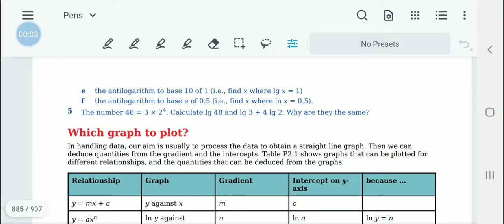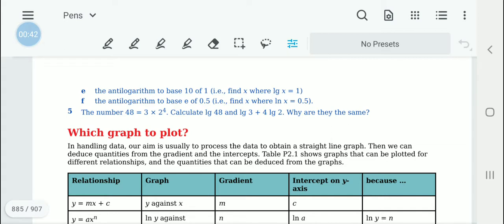Physics Practicals Video 4. As part of the analysis of the data that we have found by experimentation, we need to draw a graph. So our purpose is actually to plot a graph that gives us a straight line, because then, from the information presented by the straight line, we can deduce different quantities.